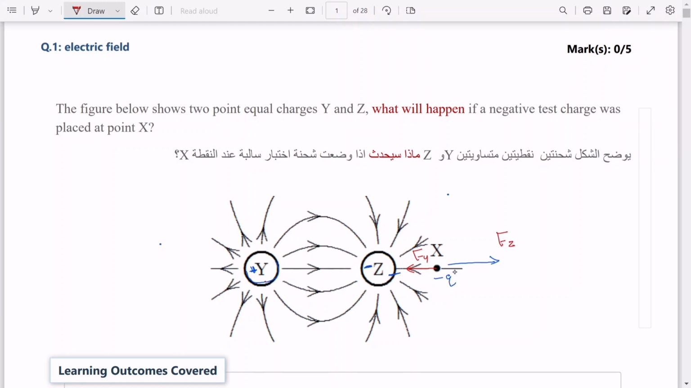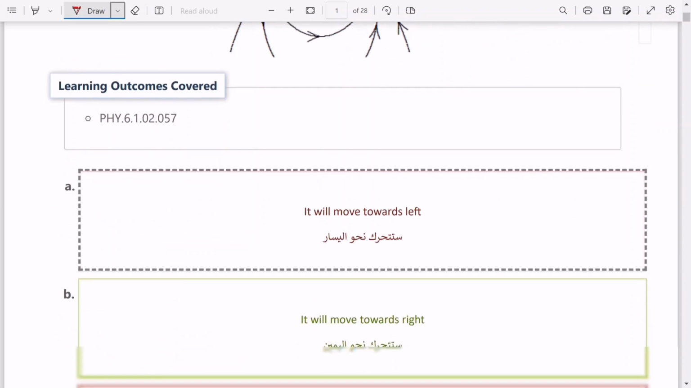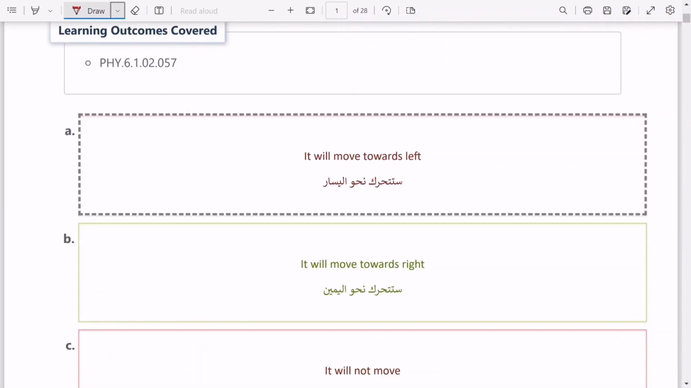So what happens to this negative charge? This negative charge will move along this direction. So we can say this negative charge moves to the right side. It will move towards the right. That is the answer to this question.